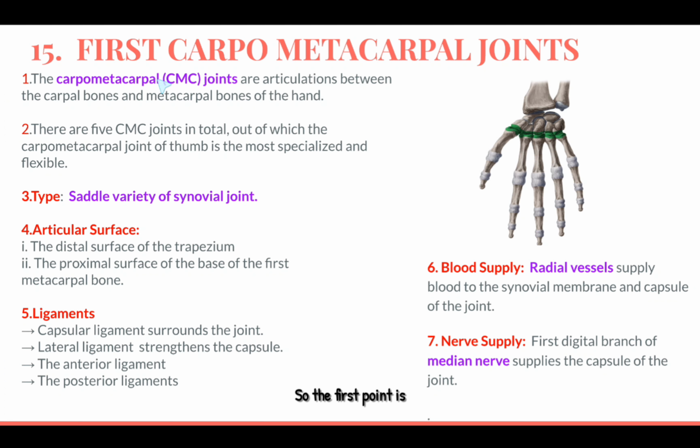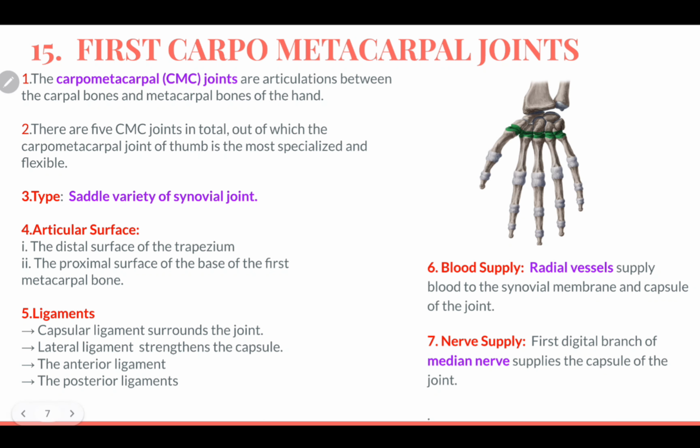Okay, so the first point is that the carpometacarpal joints are articulations between carpal bones and metacarpal bones of hand. Okay, second point is that there are 5 CMC joints in total, and out of which the carpometacarpal joint of thumb is the most specialized and the most flexible one. Now the third point is the type: the first carpometacarpal joint is a saddle variety of synovial joint. Fourth point, articular surface of the first carpometacarpal joint. Okay, so the distal surface of trapezium and the proximal surface of base of first metacarpal bone form the articulating surface of first carpometacarpal joint.